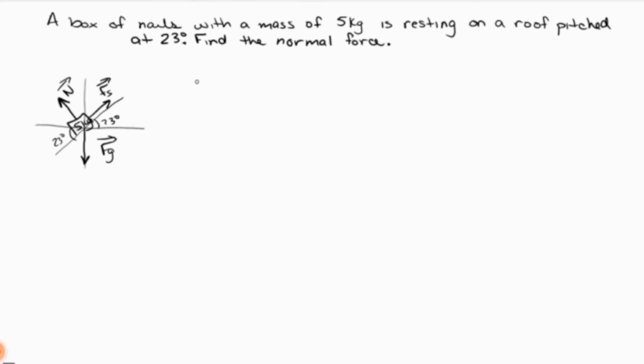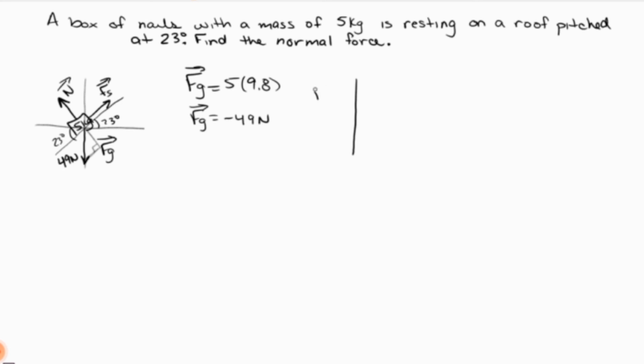Now we can find the force of gravity. F sub g equals 5 times 9.8 gives you negative 49 newtons. Remember, it's negative because it's going straight down. Now, because the normal force and the friction force create a 90-degree angle, we're going to use that as our axis. This allows us to only have one vector to break down. In order to break it down, we need to use trigonometry.